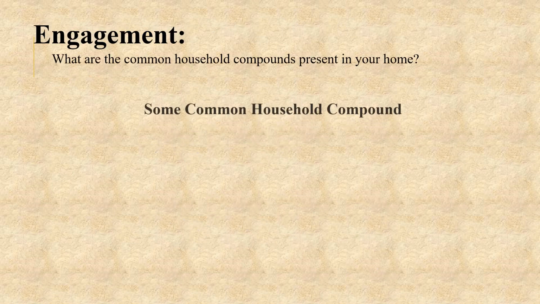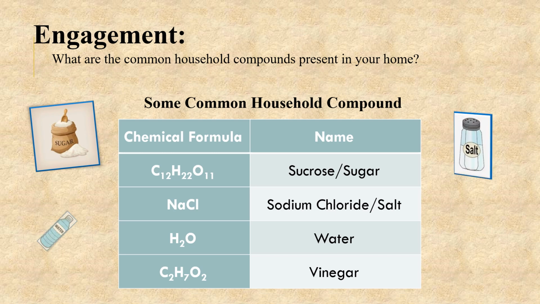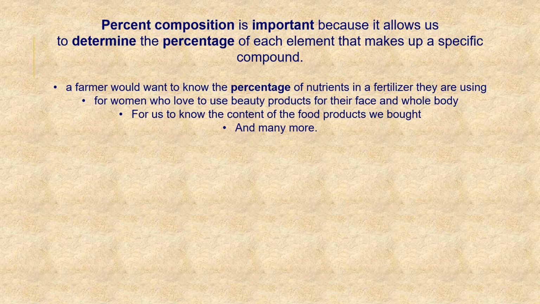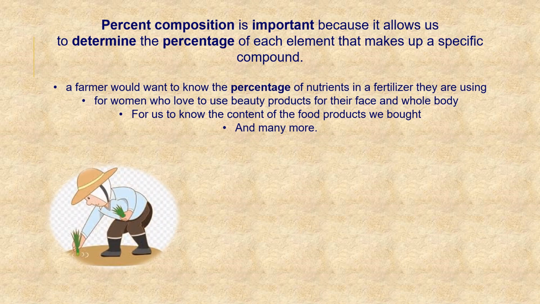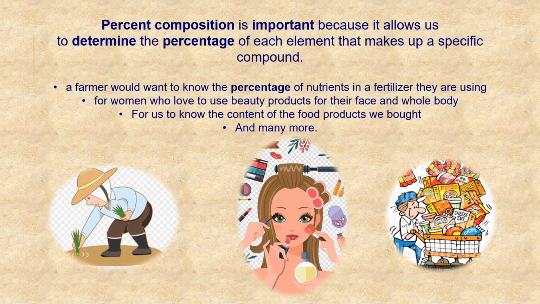Now, these are common household compounds. We have sugar or sucrose, sodium chloride or salt, water, and vinegar. Percent composition is important because it allows us to determine the percentage of each element that makes up a specific compound. A farmer would want to know the percentage of nutrients in the fertilizer they are using. Women who love to use beauty products for their face and body, and all of us, want to know the content of the food products we buy, and many more.